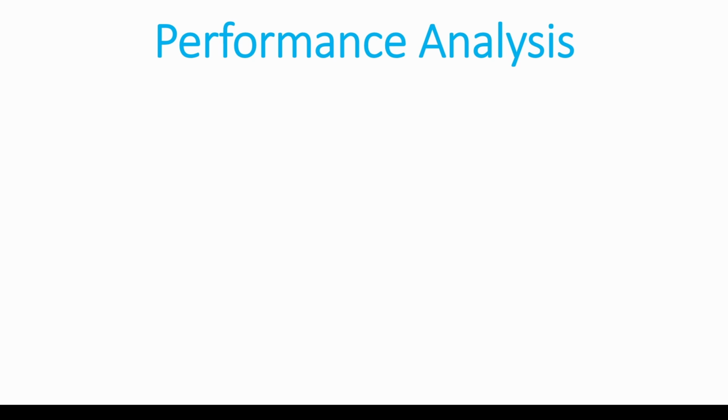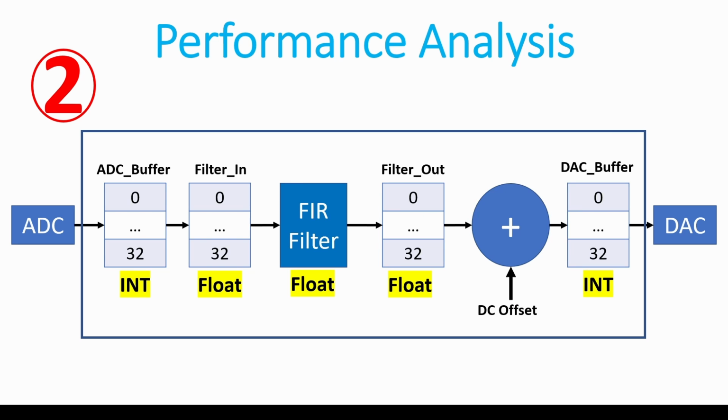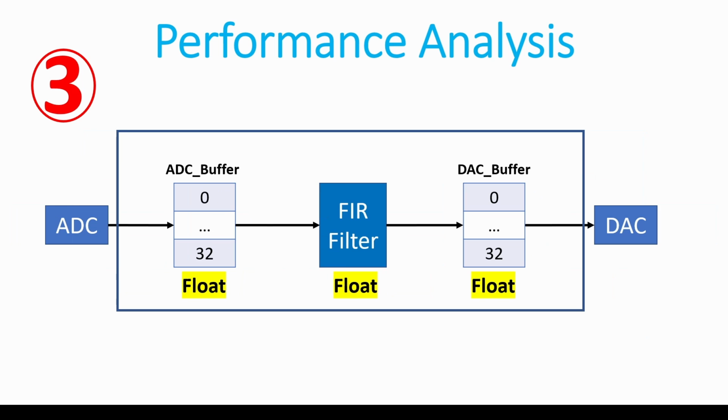So, in the order that they were addressed, first, we have the low-pass filter where data was stored in the ADC buffer as an integer, then stored as a float in the filter buffers, filtered, converted back to an integer, then placed in the DAC buffer. The second system is almost the same as the first, except now the low-pass filter has been replaced with a bandpass, and thus an additional stage has been added to apply the DC offset.